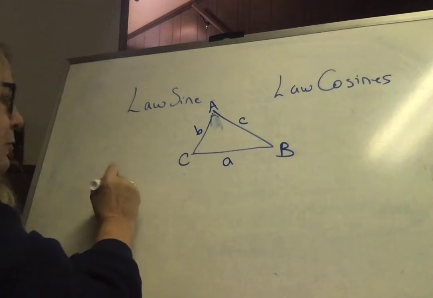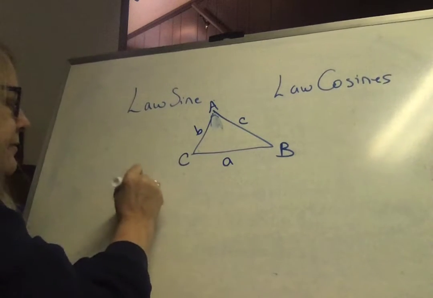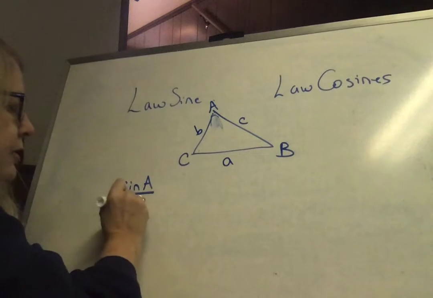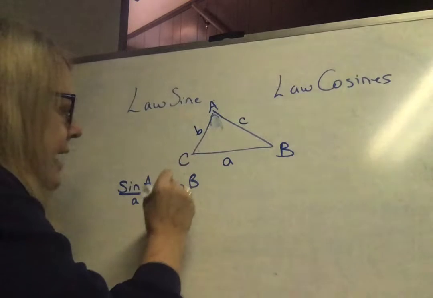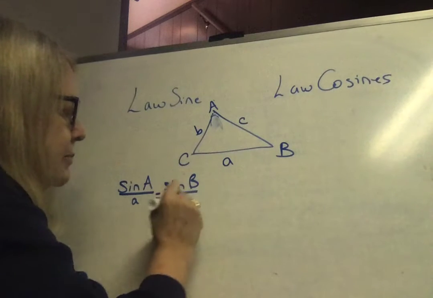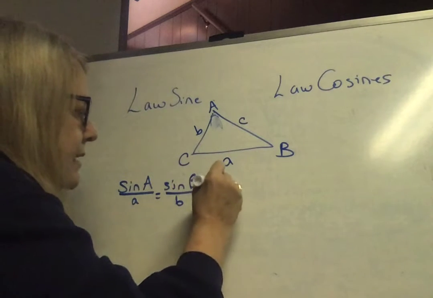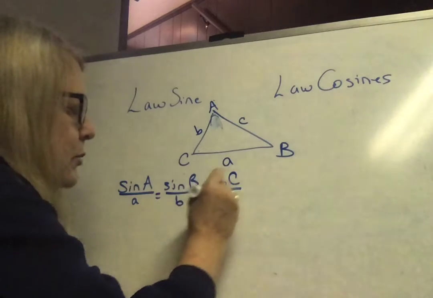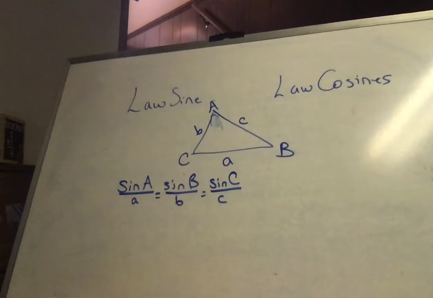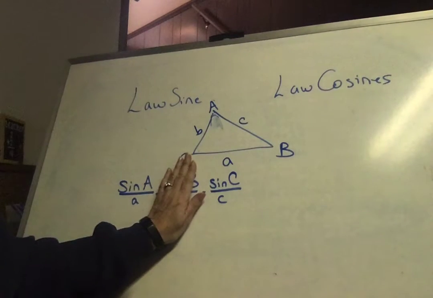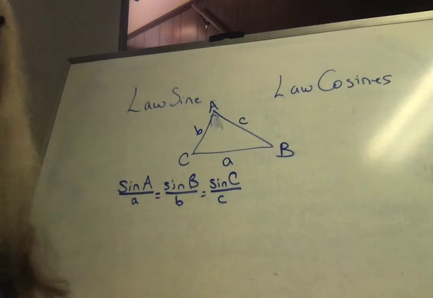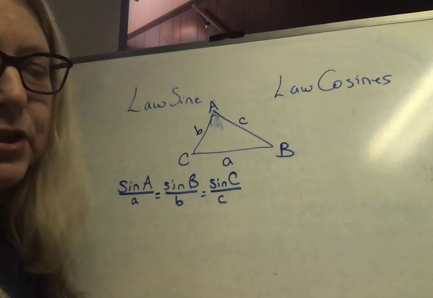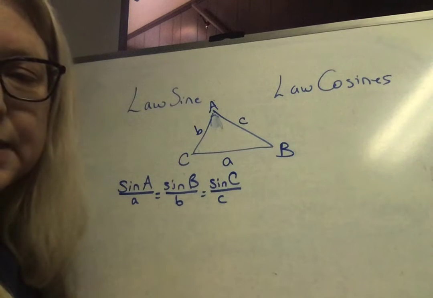Law of sines will be sine of the angle A over side A would equal sine of angle B over side B would equal sine of angle C over the side C. Now you might only need these two for your problem, or those two, or those two. I will do two of the problems in your homework and tell you which other ones to do.